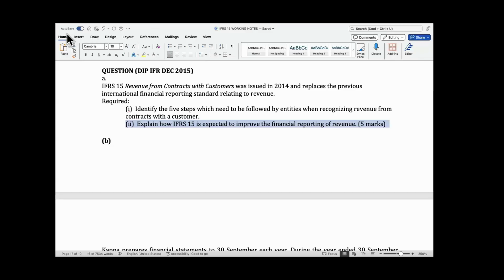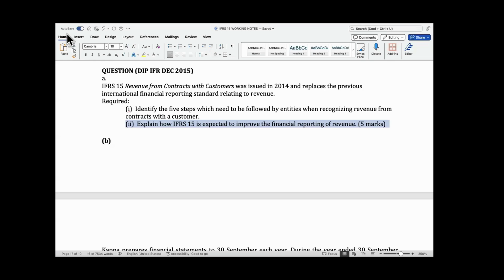Let's answer this before we move to the second one. Can anyone tell me the 5 steps in the relevant order? Let me try, sir.